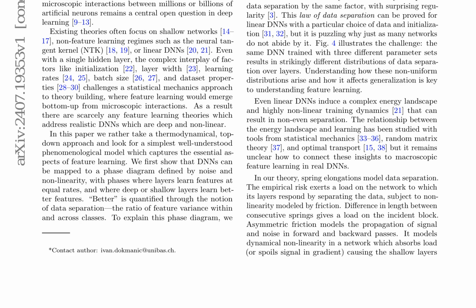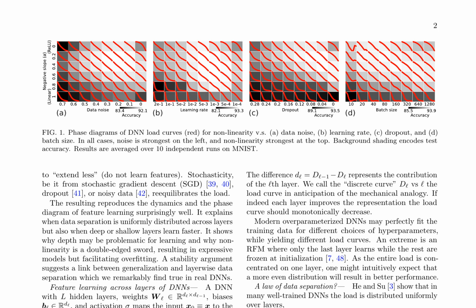Adding noise to the dynamics rebalances the load across layers, while further increasing noise leads to convex load curves, with shallower layers learning better features. The study also highlights the importance of an appropriate learning rate for achieving equiseparation, as demonstrated by He and Su. However, the addition of nonlinear activations breaks this balance, requiring additional ingredients to maintain equiseparation.